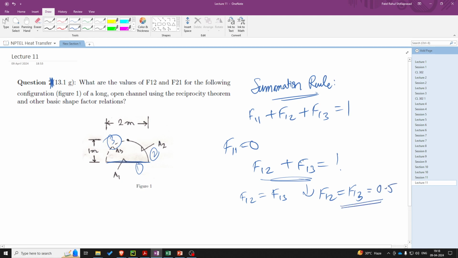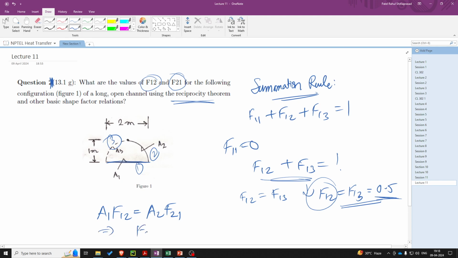Now, in the given question, we have been asked to find F12 and F21. F12 we already found over here is 0.5. Since we have to find F21, we can use the reciprocity theorem that states A1 F12 is equal to A2 F21.